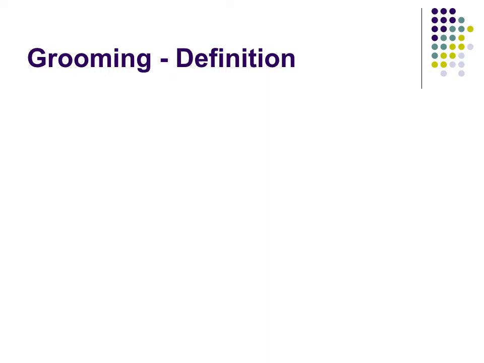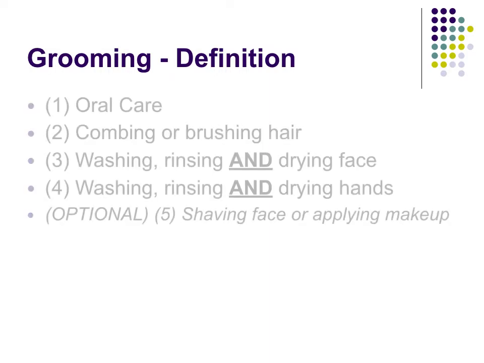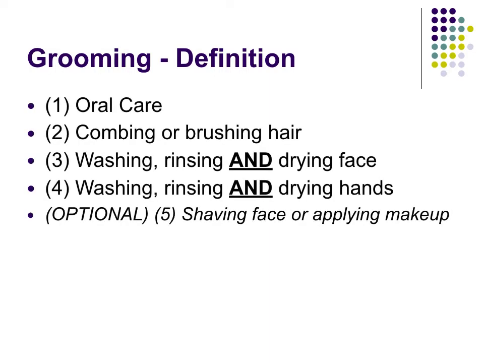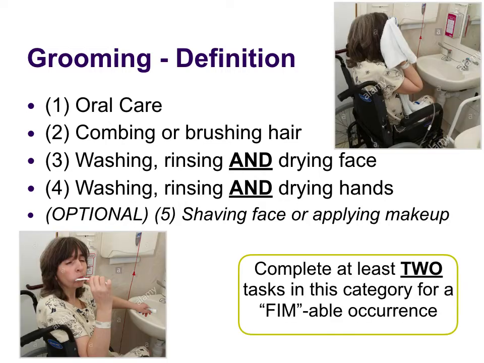So we're going to move on to grooming. Grooming includes oral care, combing or brushing the hair, washing, rinsing, and drying the face, washing, rinsing, and drying the hands, and then optional is shaving the face or applying makeup. The reason that "and" is bolded and underlined is that if the patient's not able to complete all 3 of those things, washing, rinsing, and drying, then they don't get credit for that task. So just be aware of that when you're scoring.